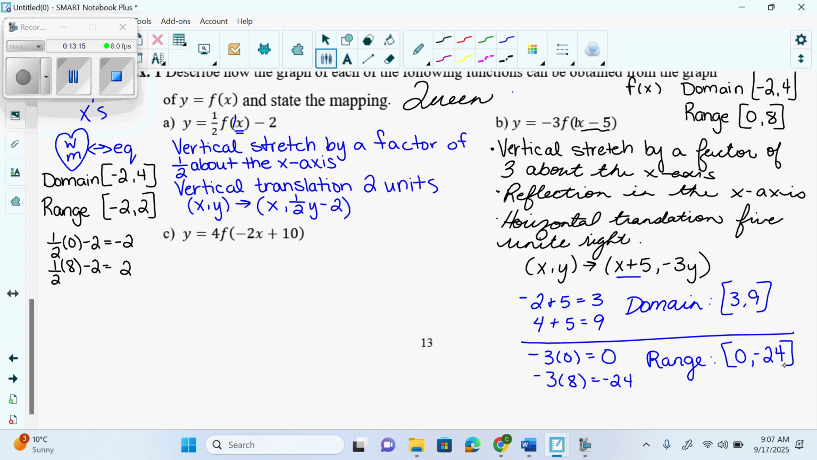Negative 24 to 0. Remember, it reflected in the x-axis. So your highest point is now going to be your lowest point, and your lowest point is now going to be your highest point. So when it reflects, your inequality signs are actually going to flip. You're dividing by negative 1. When you divide by a negative, your inequality sign flips, right? Which is why they flip.